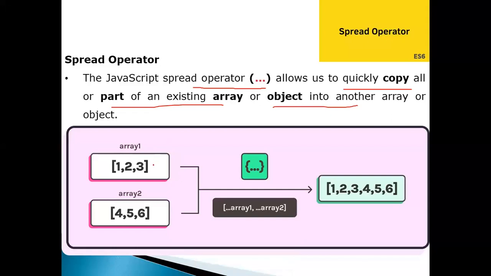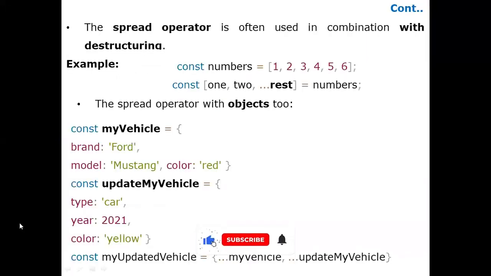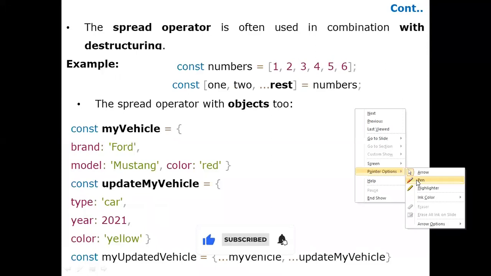Now, for example, we have an array 1, 2, 3, and I have an array 4, 5, 6. What I'm doing here is using array1 dot dot dot. The three dots mean the spread operator: array1, comma, spread operator array2. The output of the program is 1, 2, 3, 4, 5, 6. Both arrays are copied into this with the help of the spread operator. Very simple example.